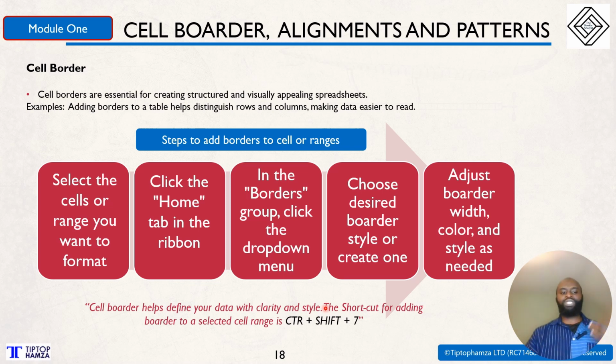So these are just the basic steps for you to add borders to a cell range. The first thing is just to select or highlight the range or the cell you want to apply a border to. Then you click on the Home tab. Then in the borders group, click the drop-down menu and choose your desired border style. So you could put the border at the bottom or wherever you want to put it. And you can as well adjust the border width, color, and style as much as needed.